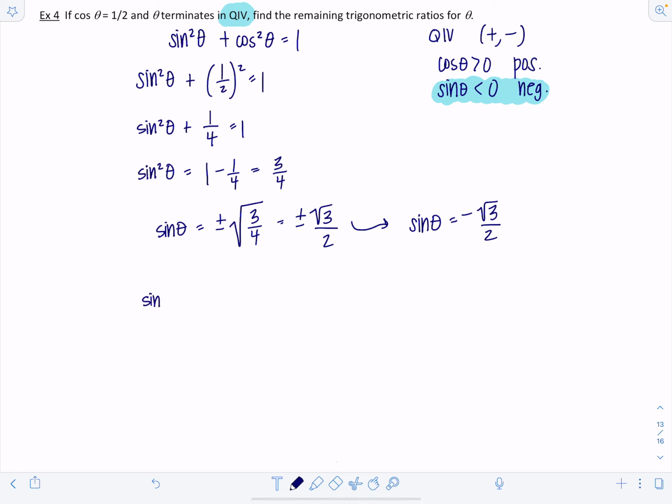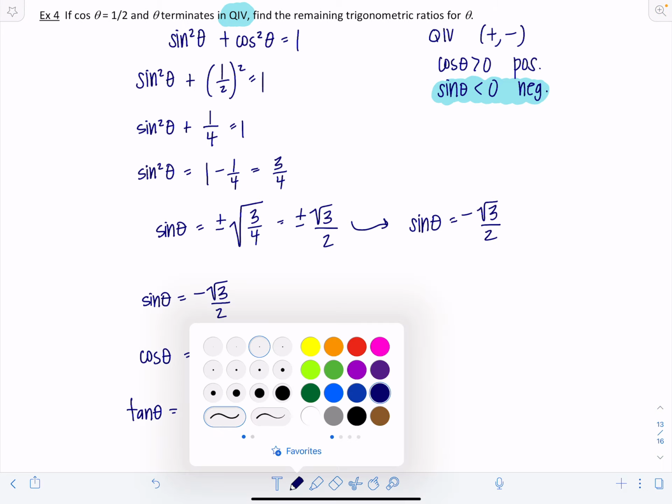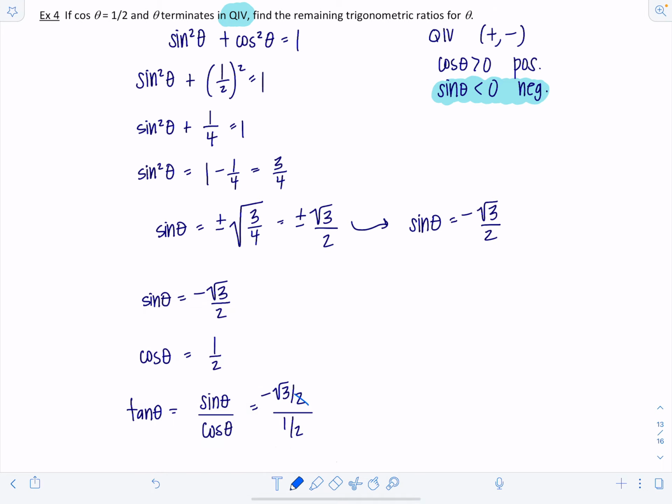Okay, so now we're in business. So sine of theta is negative rad 3 over 2. Cosine theta they gave me, it's 1/2. And then remember, tangent theta is equal to, we had that identity earlier, sine theta divided by cosine theta, which means it's going to be negative rad 3 over 2 divided by 1/2. You can just cancel these 2's here. So tangent theta equals negative rad 3.